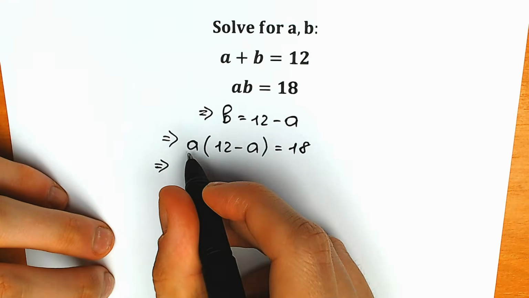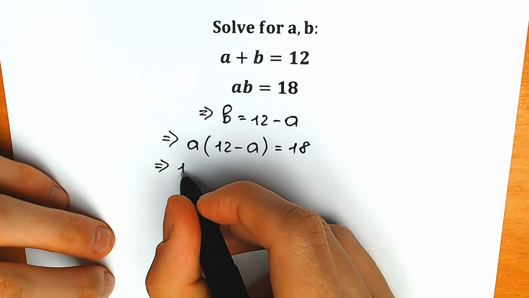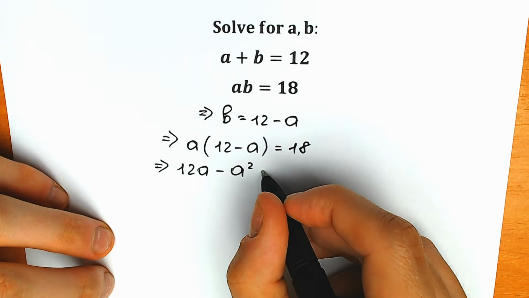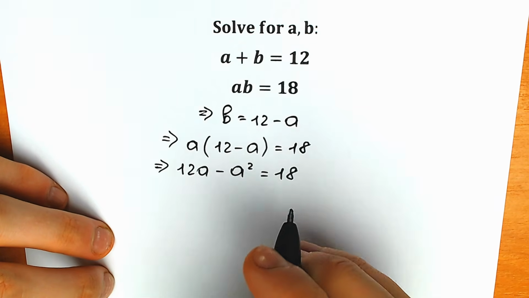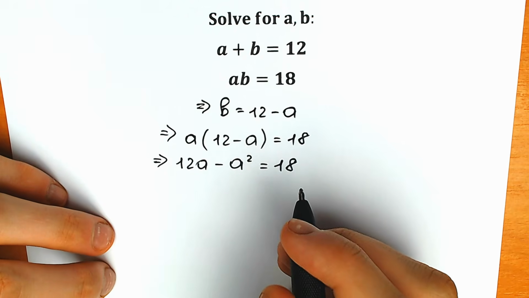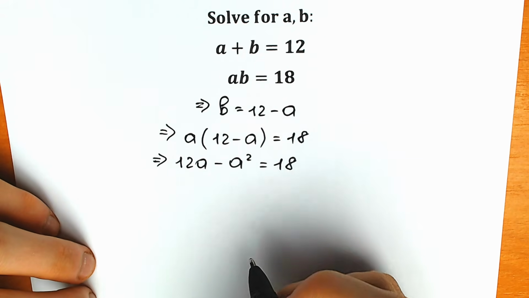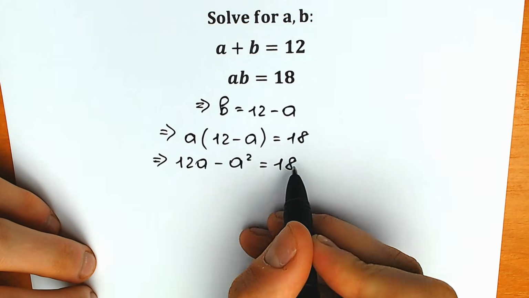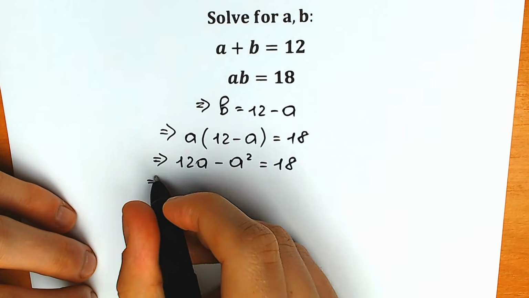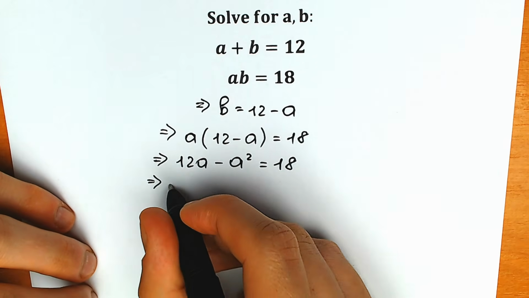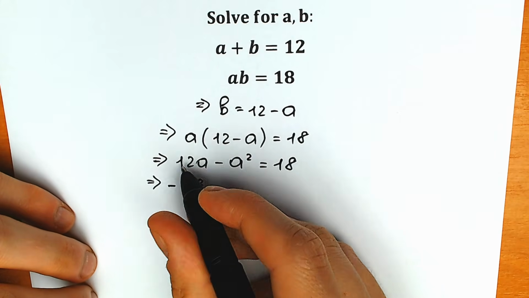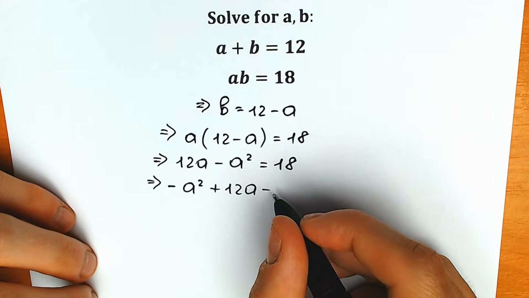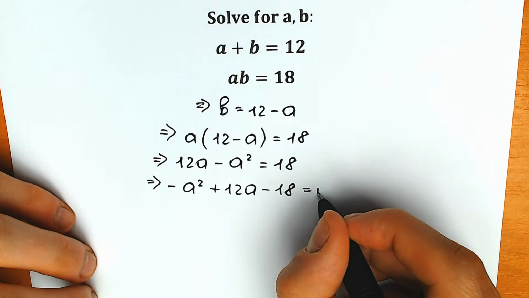First of all, let's multiply a by the parenthesis. So we have 12a minus a squared equals 18. Yes, this is a quadratic equation, but we prefer a different order: a squared on the first position, a on the second, and the coefficient c on the third. So let's change the order: minus a squared, then plus 12a, and from the left side minus 18, equals 0.